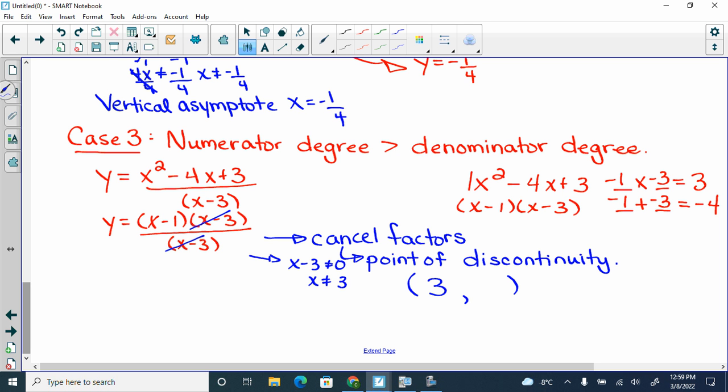So that 3 doesn't exist on the graph. There's an open dot at it, right? 3 and something. I just don't know what that something is, that y. How do I get the y? Does anyone have any ideas how you could get the y? Plug it into the x minus 1. Plug it into the simplified one.